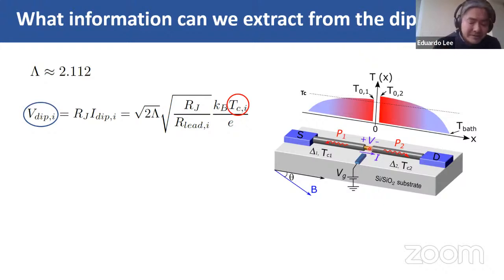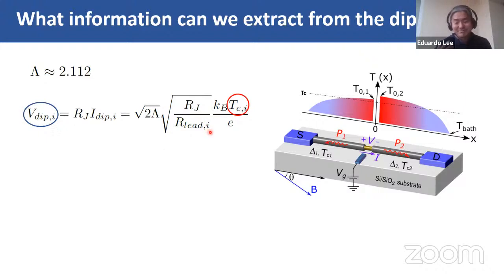This parameter is actually reflecting the thermal conductivity of the leads, right? This goes a bit with a Wiedemann-Franz type relation, meaning if you have a more resistive lead, then you will also have a more thermally resistive lead. But essentially, we have this very simple relation.